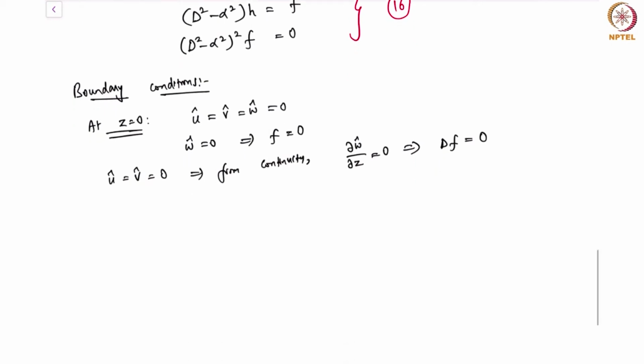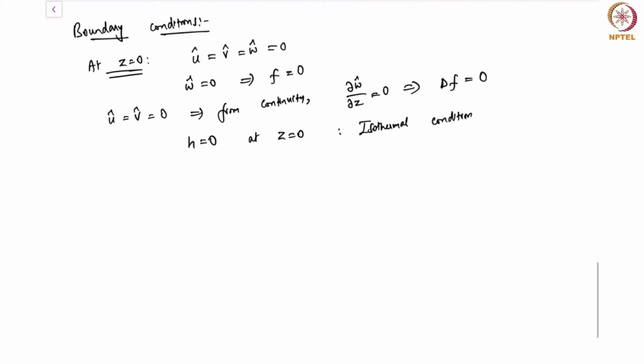And finally we say that H is equal to 0 at z equal to 0, and this means that we have an isothermal condition. The temperature of the bottom wall is absolutely fixed. There are no perturbations to the temperature on the bottom wall, and that's an isothermal condition because the perturbation of temperature H is 0.